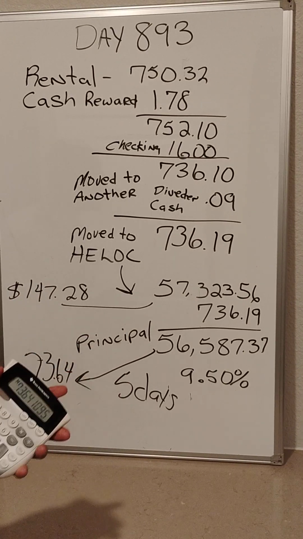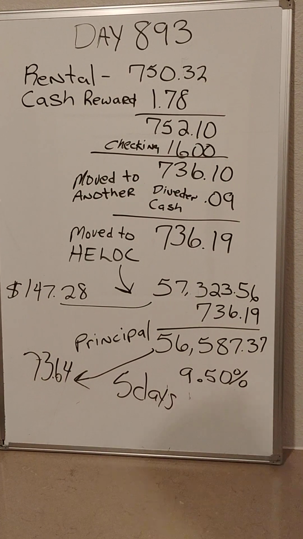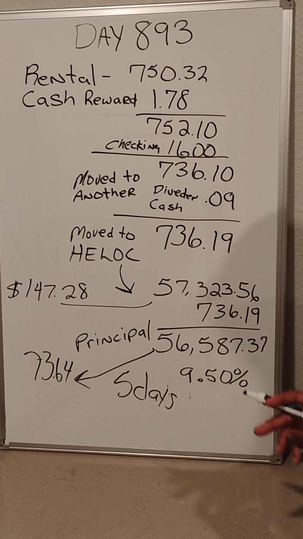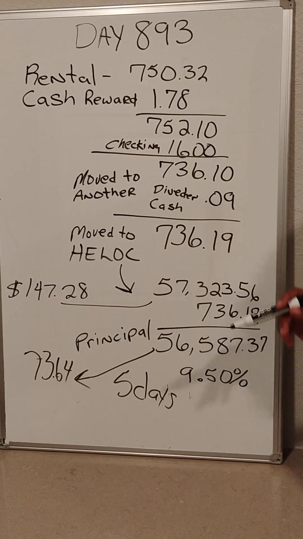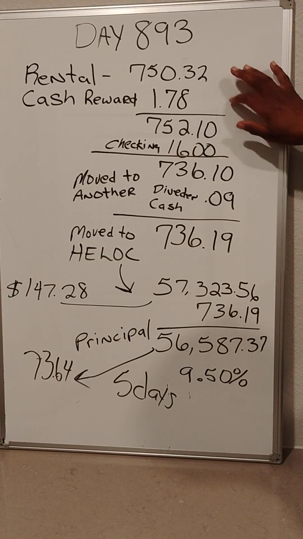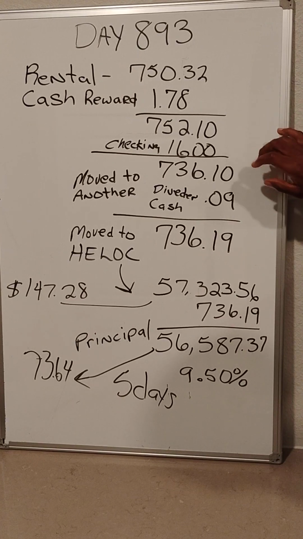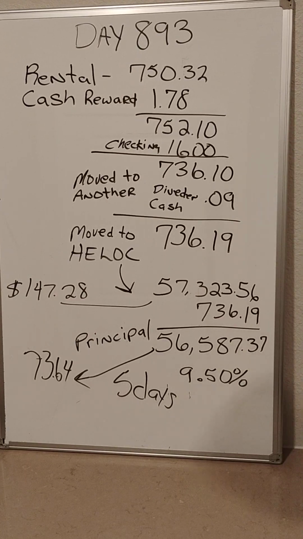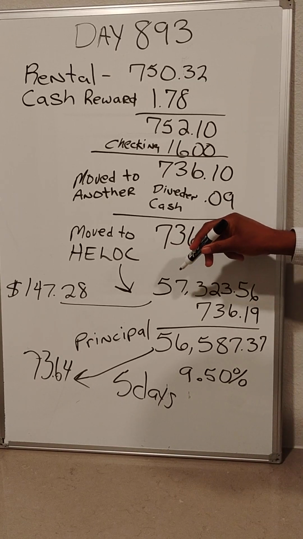Now it's going to be more than that because of the 30-day rolling period in general. But I just wanted to run down today and show that whenever I get cash, whenever I get change, even if it's $1.78 or it's 2 cents, it goes into the HELOC to bring down the principal. So again, I got $750.32 for rental income, $1.78 cash reward. That brought it to $752 minus $16 for the checking account fee. 736 was moved over to another account. Then the balance on the HELOC before I added it in.